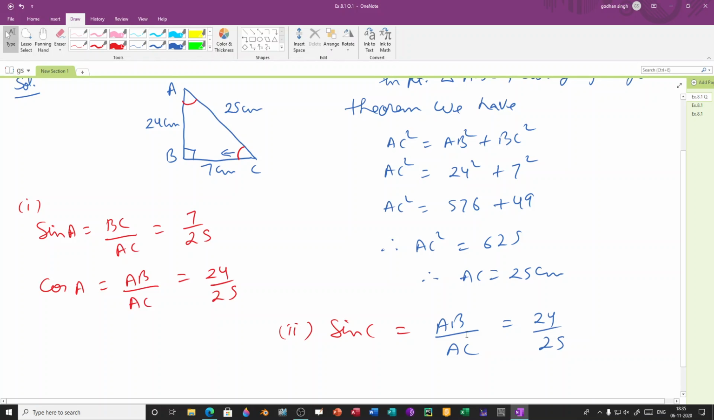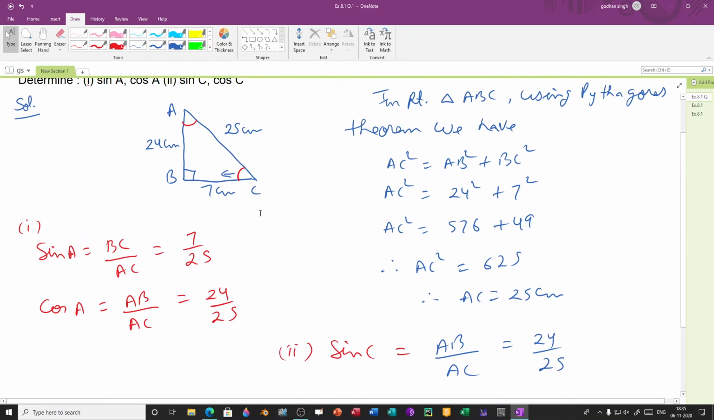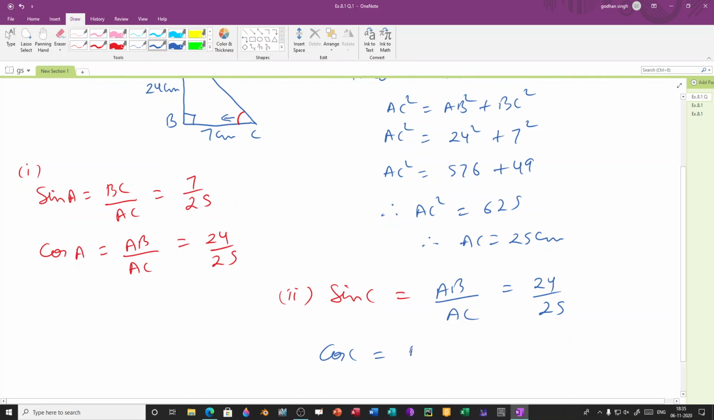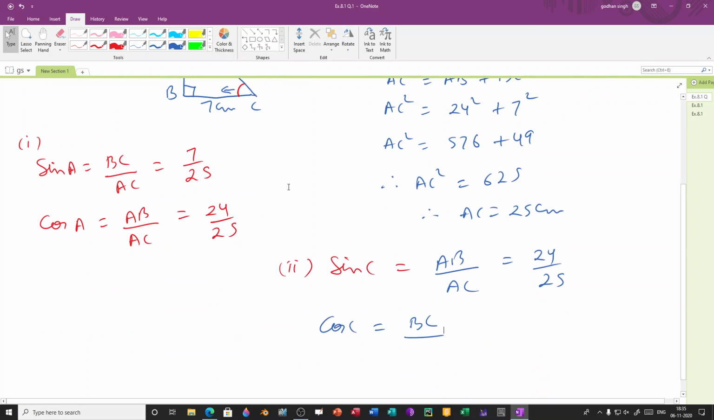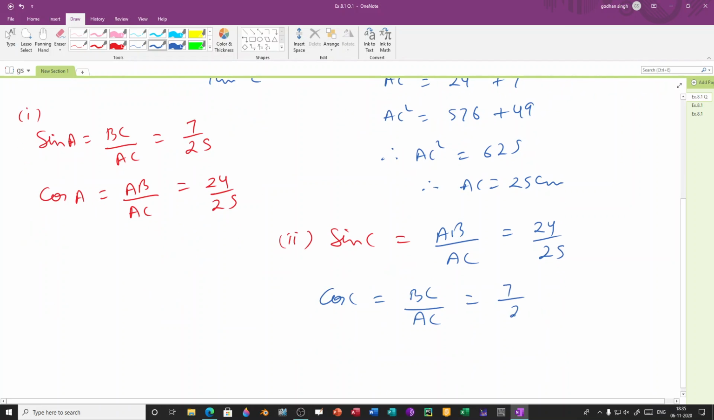Similarly, we will find the value of cos C. Cos C is equal to base over hypotenuse. So what is our base in this case? The side adjoining to angle C other than the hypotenuse, that is BC. So BC over the hypotenuse. What is the hypotenuse in this case? Hypotenuse is AC. Now what is the value of BC? 7. And what is the value of hypotenuse? That is 25. So 7 by 25. So this is the answer of question number 1. So with this, question number 1 is complete.